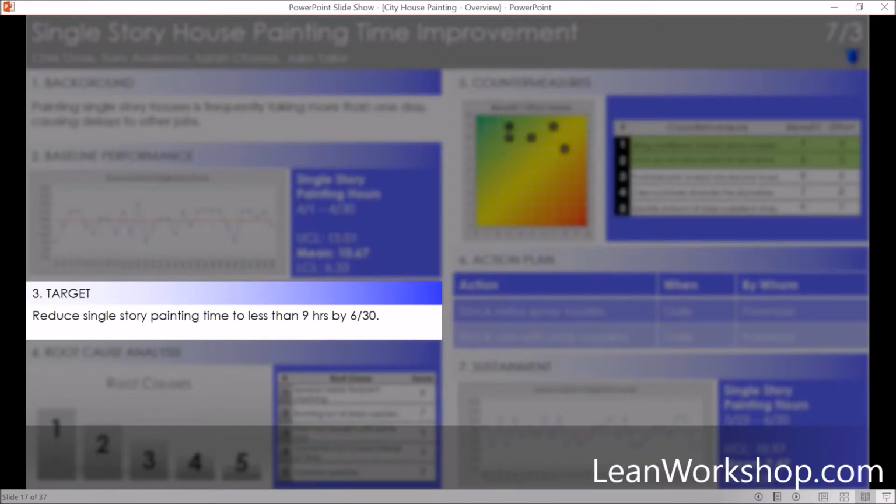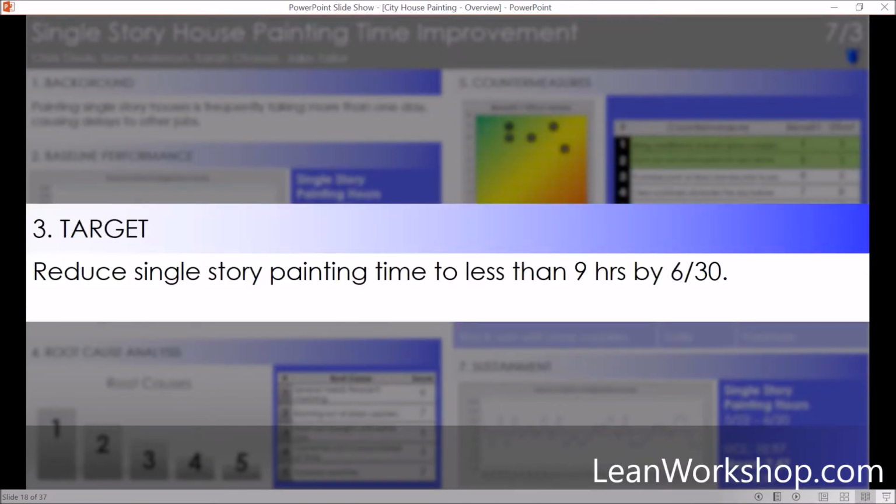Then, he set a target. Chris knew that if they reduced the average time to less than 9 hours, his crew would have a much better chance of finishing regularly in one day. And the improvement from baseline to target was almost 20%, which is a reasonable expectation after completing a lean workshop.